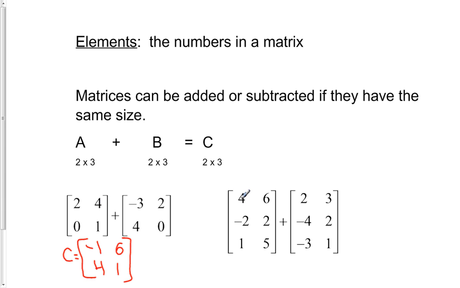Each of these matrices is of dimension 3 rows and 2 columns, which means these two can be added together. Like spots, in the upper left corner, 4 plus 2 would be 6. 6 plus 3 is 9. In my second row, negative 2 plus negative 4 is negative 6. 2 plus 2 is 4. 1 plus negative 3 is negative 2. And 5 plus 1 is 6. And here we have our answer matrix, which we would call a C matrix, that is of the same size, 3 by 2.